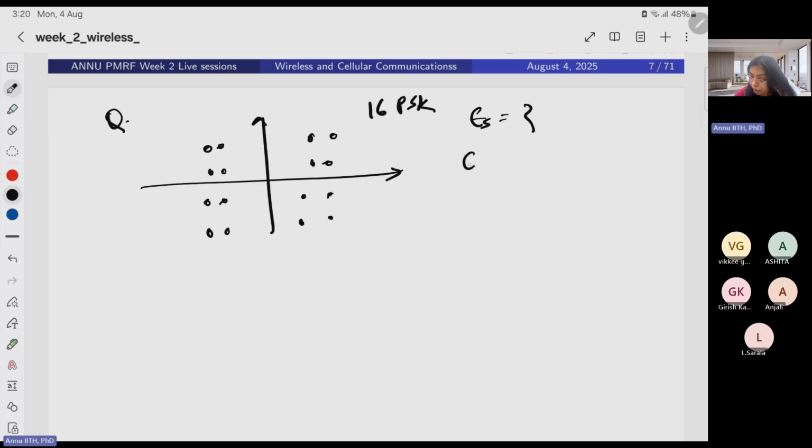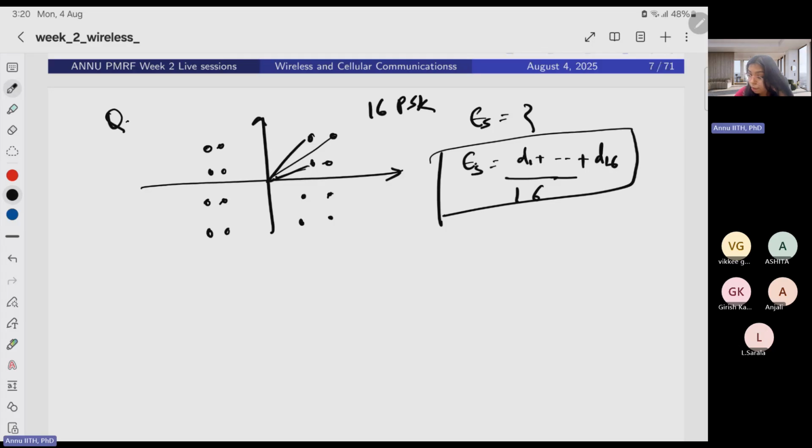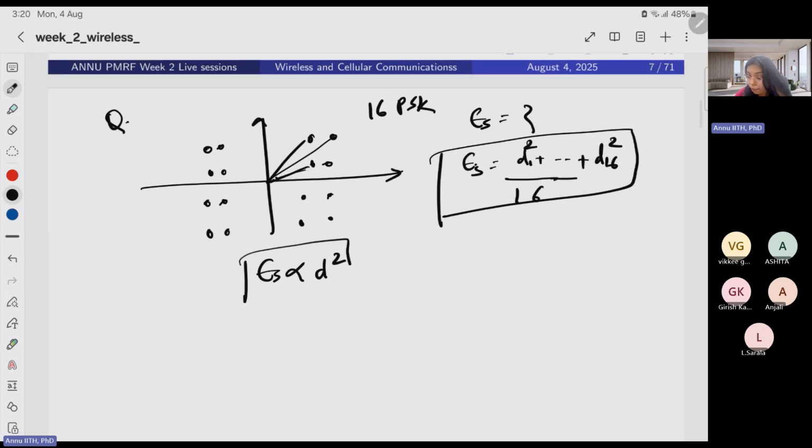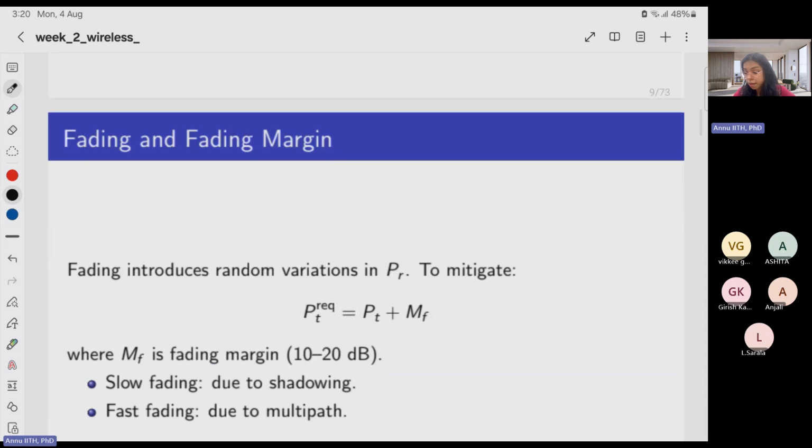We calculated that first by finding the distance from the origin, which gives the energy per symbol, divided by the number of symbols. So 16 was there, and D1 to D16. That was the formula. But the question was, energy is directly proportional to D square, so why were we taking D directly? The answer is yes, we have to take D square, because energy per symbol is directly proportional to D square. That question was wrong, so I checked it and corrected it.